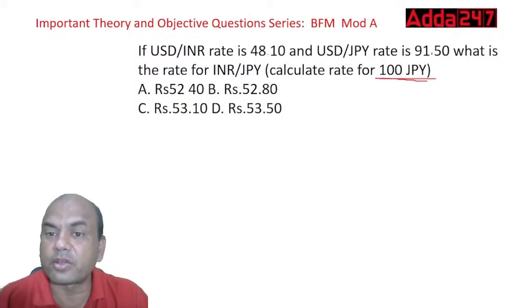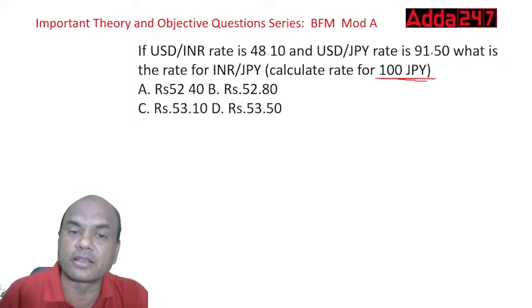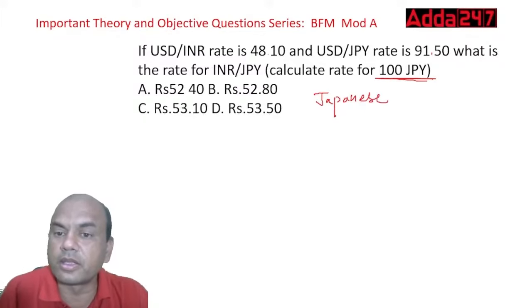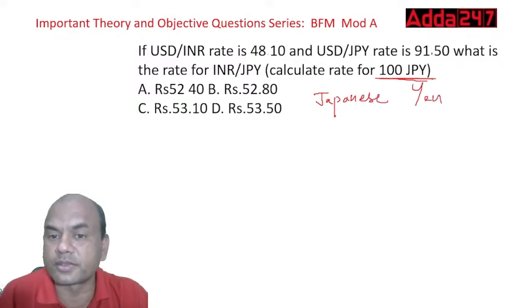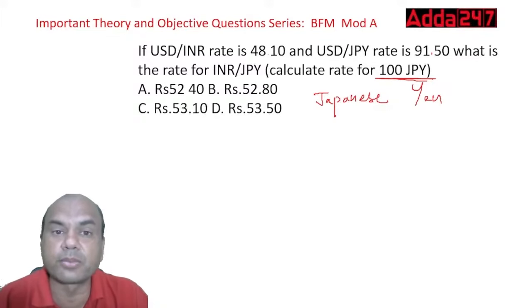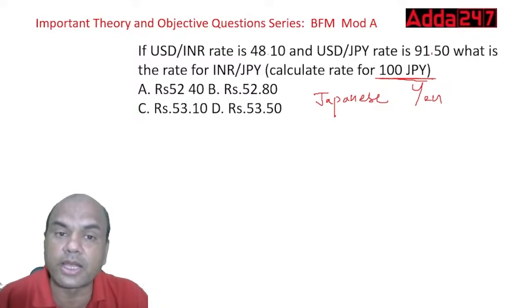Remember, JPY means what? Japanese yen. JPY means Japanese yen. Again, it is their currency. Japanese yen is always calculated in terms of hundreds. We always calculate it as 100 JPY, 200 JPY, 300 JPY. Rates are quoted in that manner.